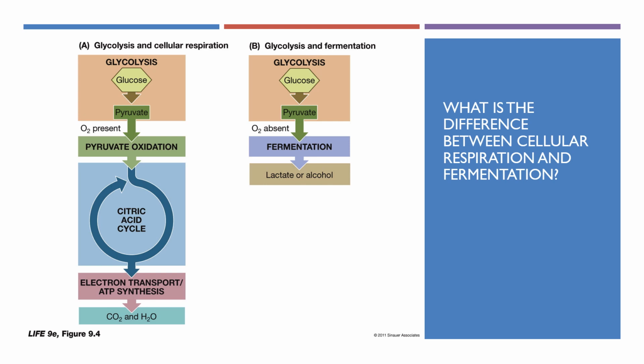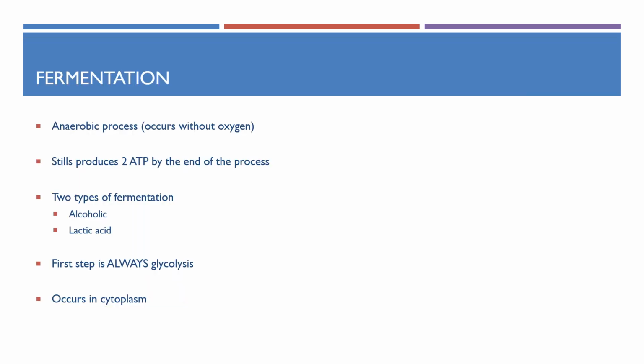So next, we want to go over what happens if oxygen is absent through the entirety of the process. If oxygen is absent, then we undergo a process called fermentation. Fermentation is, again, an anaerobic process that occurs without oxygen. It's not a very efficient process, but it still produces ATP. It's just it only produces 2 ATP as opposed to 38 ATP. So it's not an efficient process by any means.